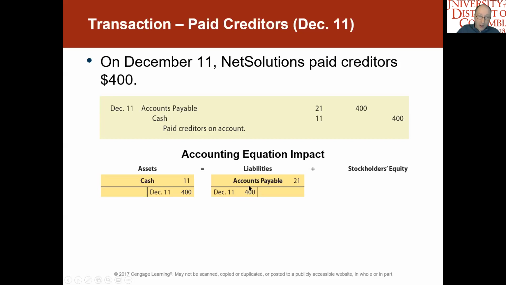Reduce our accounts payable by $400 under liabilities. The accounting equation is still in balance.